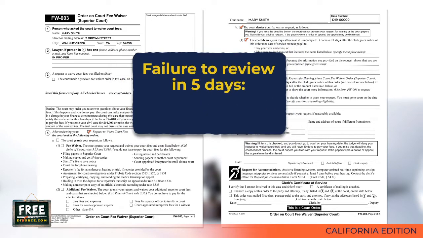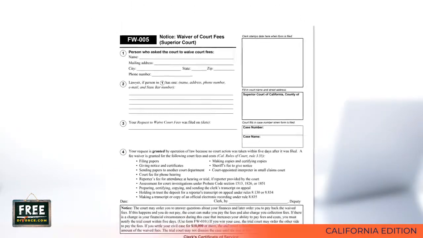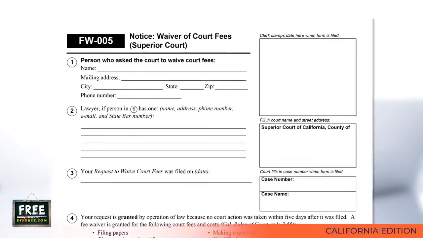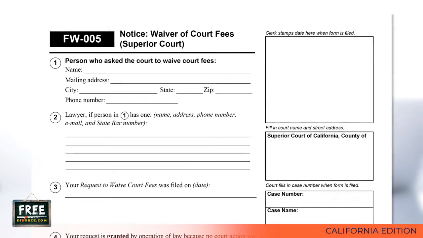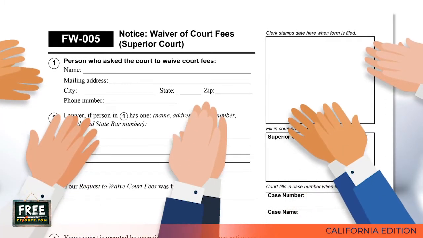If the court fails to review and take action on your fee waiver application within 5 days after it was filed, your application can be granted by operation of law. This means it is automatically granted. If this happens, you will be notified by the court that your fee waiver has been granted, and you will receive a form called Notice Waiver of Court Fees, which is form number FW-005.